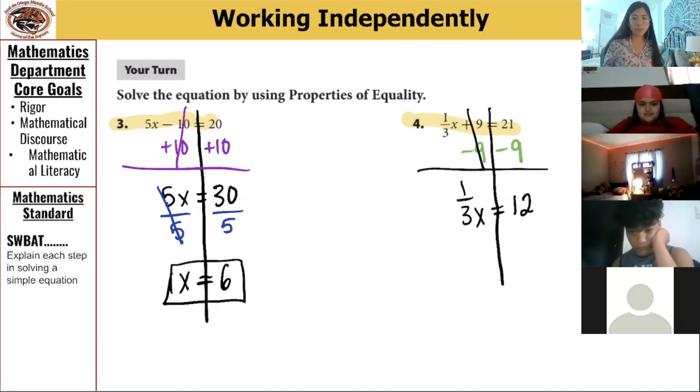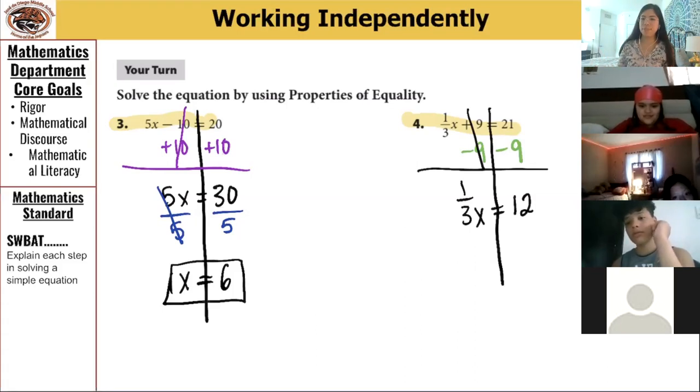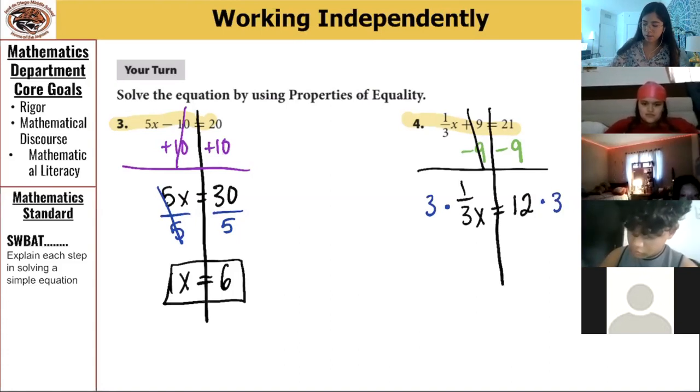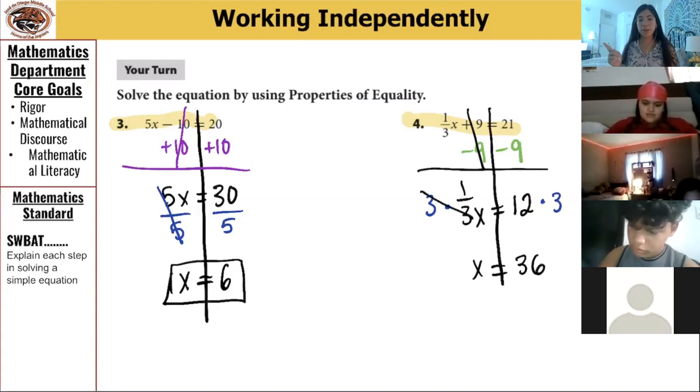And now, step 1 was subtract. Step 2, remember, we have a 1/3, so we multiply by 3. You got it. Remember, fractions mean division. So when you see a fraction, you're actually going to multiply. So we're going to multiply by 3, and you get x equals 36. So remember, we're multiplying by 3. We're not going to divide.